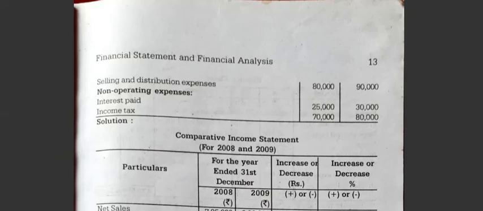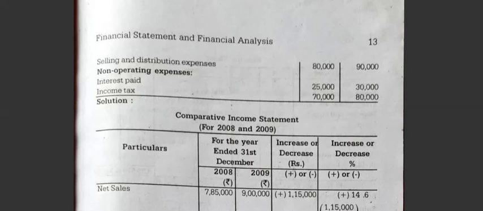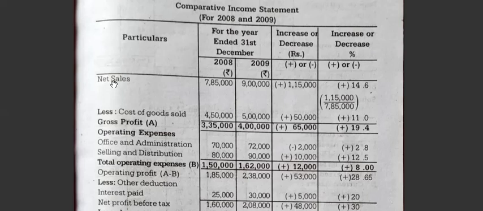See, the problem goes like this: net sales, cost of goods sold, operating expenses, administrative expenses, selling and distribution expenses, then you have non-operating expenses, interest paid and income tax. Now we will go for the computation. Comparative income statement, 2 years information, you have to draw the columns as I have explained for the format. Now net sales, write down the sales given for 2008 and 2009.